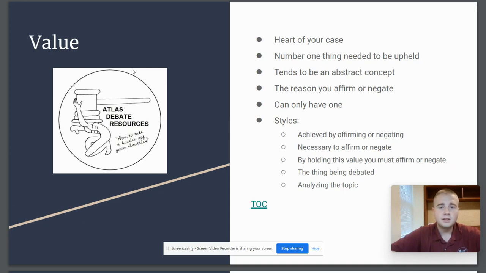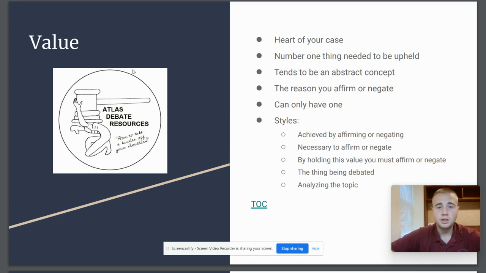And then finally, the last common style of value is analyzing the topic. What this means is that instead of just flat out affirming or negating, you're using your value to look at the topic, and then you choose that you affirm or negate. Say we go back to that "gentrification is just" example, then you could have a value that is a specific form of justice or a specific mindset on justice. Like, for example, the categorical imperative. And then because you value the categorical imperative, you have to break down the topic and decide whether or not it's just. And then your whole case is built off of that, proving it is just because of your value as the lens.